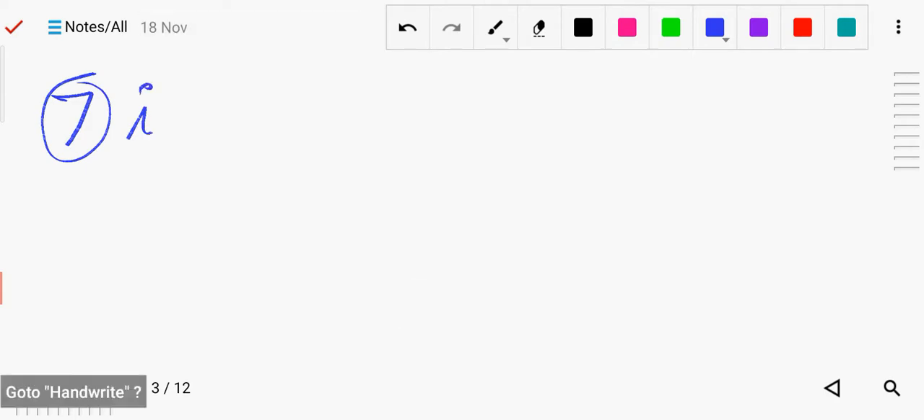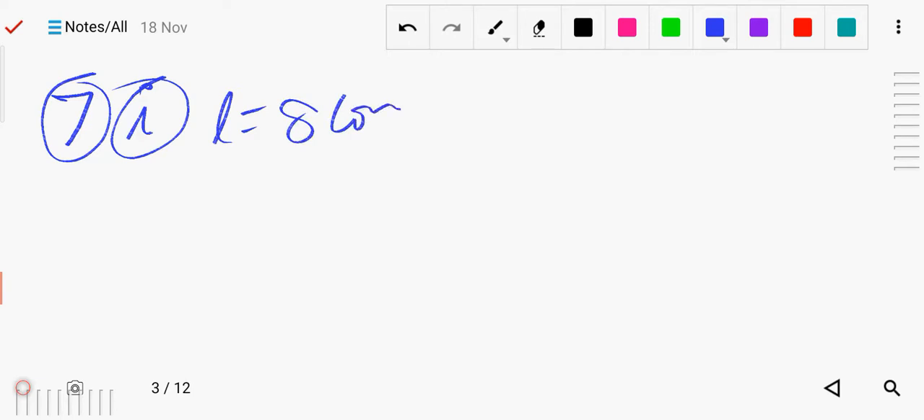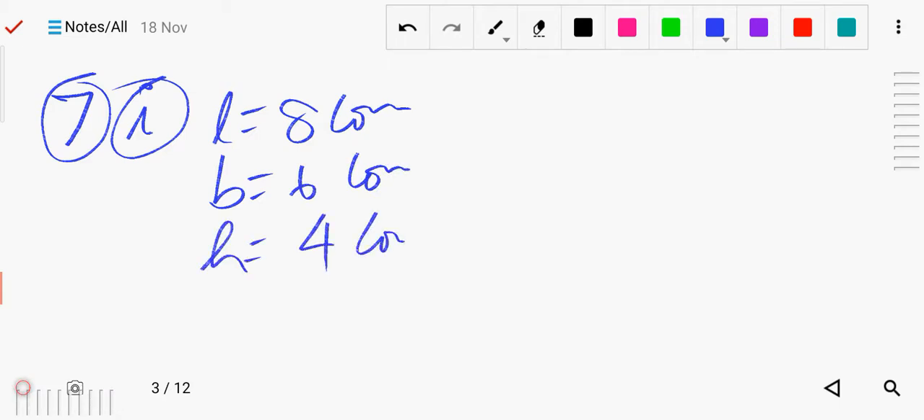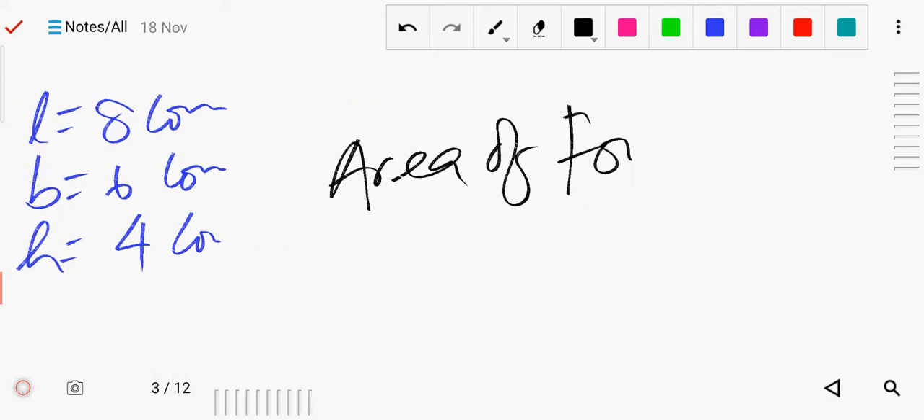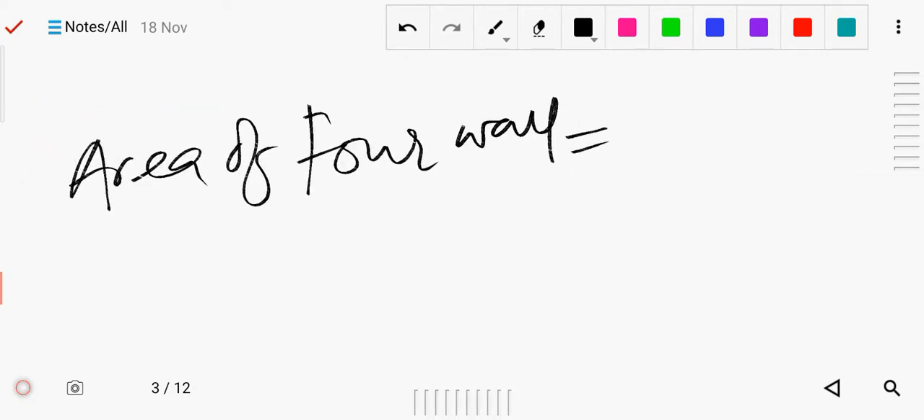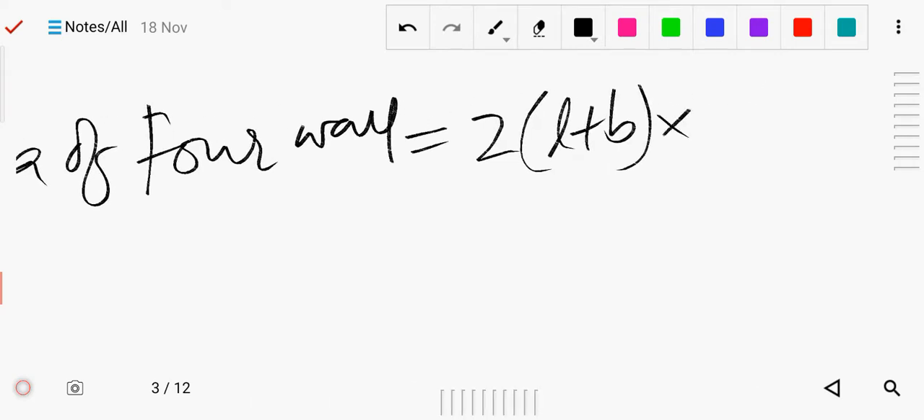Here you can see L is given 8 centimeter, and B is given 6 centimeter, and h is given 4 centimeter. So now you have to find the area of 4 wall. So what is the formula? First of all, you write the area of 4 wall. Area of 4 wall is 2 into L plus B into H.